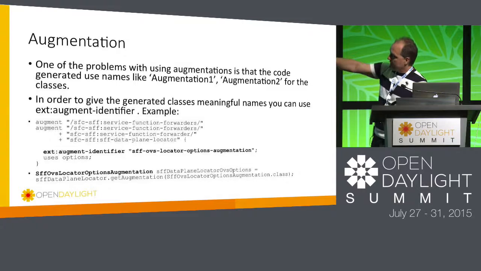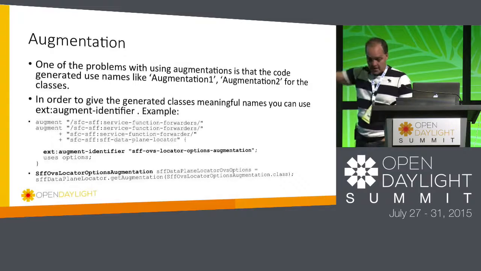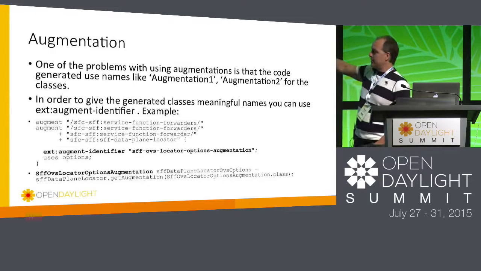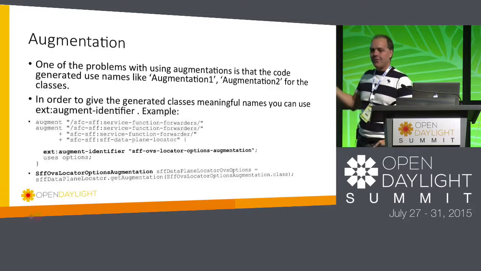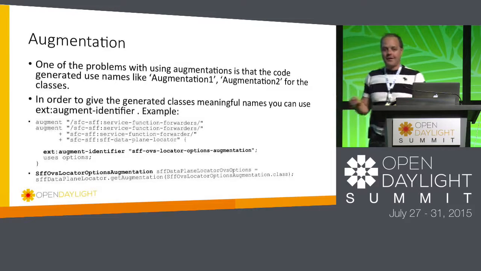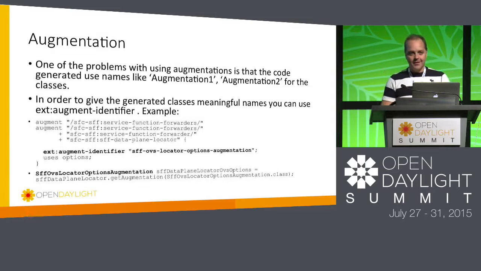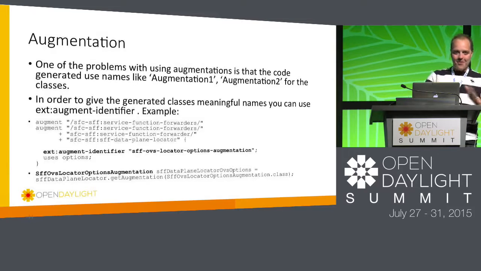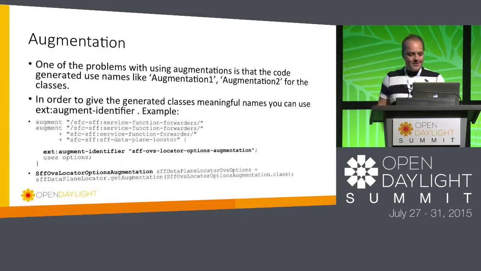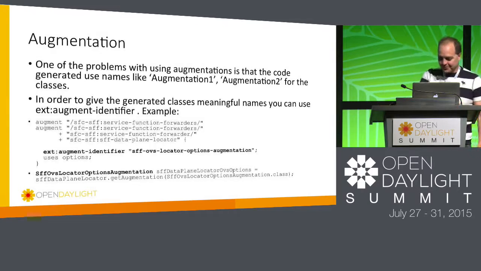Then you put that string there. That string becomes the class name. So you don't have this augmentation 1, 2, 3, 4. I mean, this stuff is really nice. This should be on the front page of the Yang tool. Like, this is how you use augmentations, right? I mean, this is very nice.